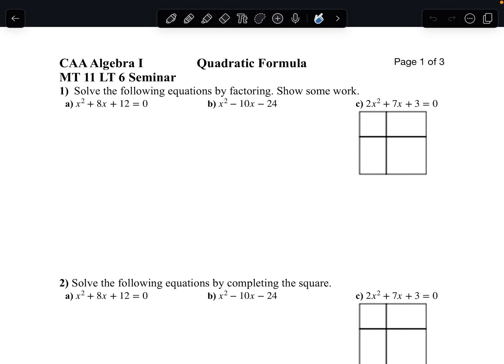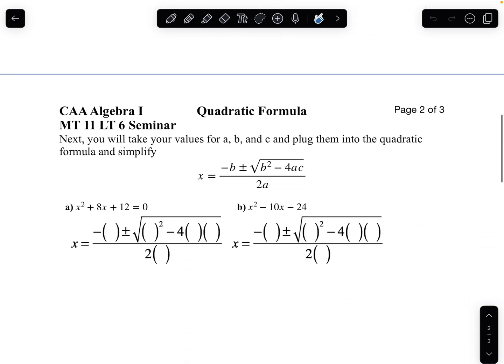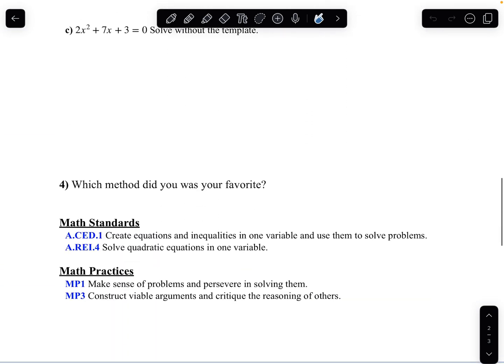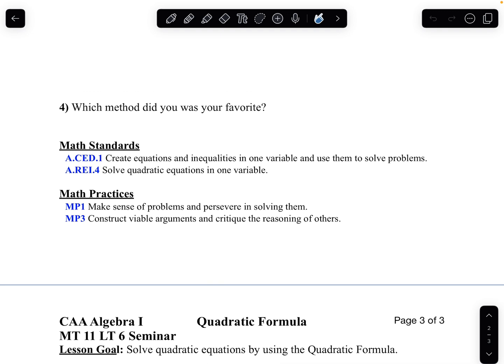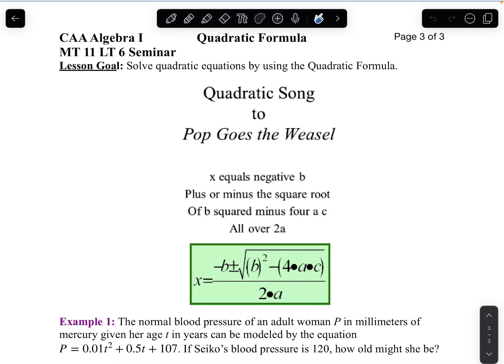Hello, we're going to take a look at your MT11 LT6 seminar on the quadratic formula. In the first few problems, you're going to discover the quadratic formula and compare it to how we've been doing quadratics this entire chapter. So do the first 4 questions and then restart the video after you do the first 4 questions. Now, our quadratic formula that we just learned, you need to memorize it.